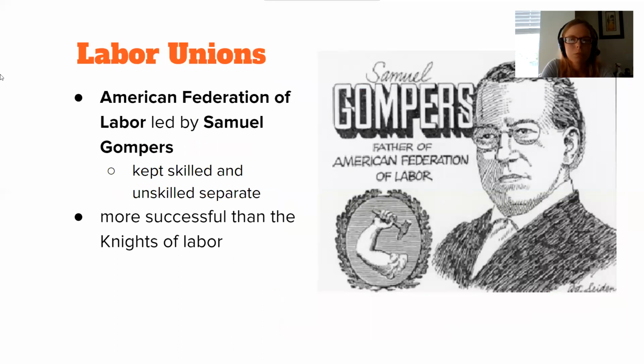The AFL will be more successful than the Knights of Labor. It will last. It is still around today because they were more careful and because they did not include all these different groups. The Knights of Labor will be branded as radical and violent after several incidents, namely the Haymarket Square riots, or the Haymarket Affair, it's sometimes called.